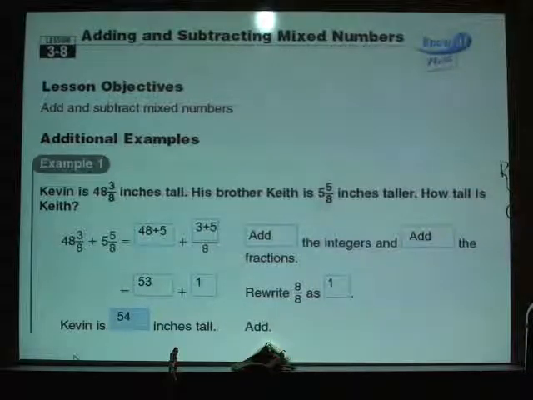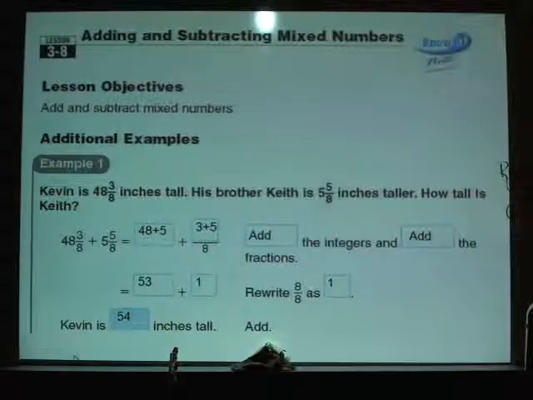They're starting us right off with a word problem. But again, we're not going to let that panic us because it's a question in the section about adding and subtracting mixed numbers. So chances are they want us to add or subtract some mixed numbers here. So it says Kevin is 48 and 3/8 inches tall. Keith is 5 and 5/8 inches taller. How tall is Keith?